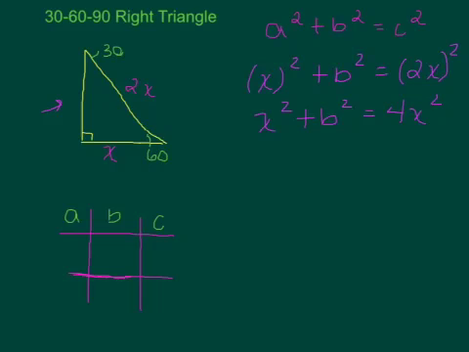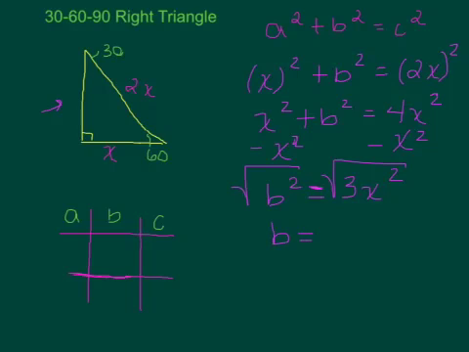Now I'm going to solve for b, so I'm going to subtract x squared on both sides. And b squared is going to be equal to 3x squared. Okay, now we'll take the square root of both sides to just get b. b equals x times the square root of 3. Okay, so now we have all three sides in terms of x. Let's go ahead and write that in our chart right here.